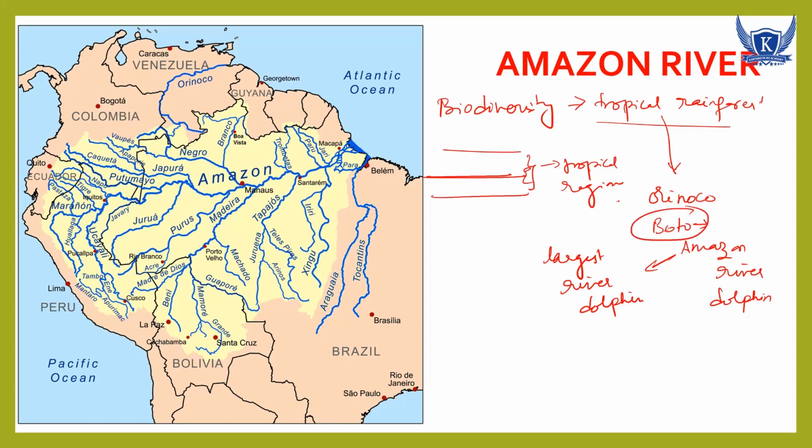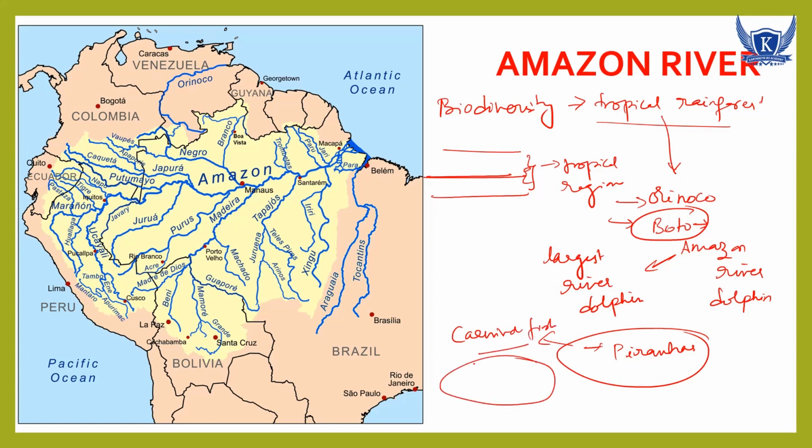Now, what are the other kinds of animals we can find? Piranhas. Why are these important? Because these are carnivorous fish. What does it mean? They travel in large schools. A group of fish we call a school. They attack any creature they want.